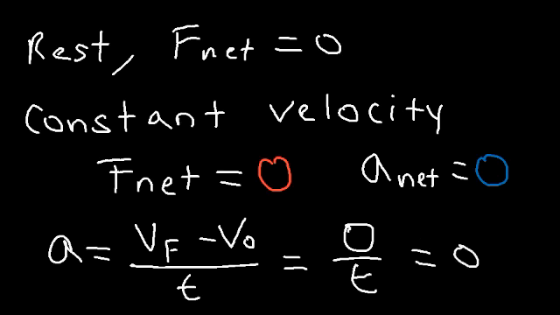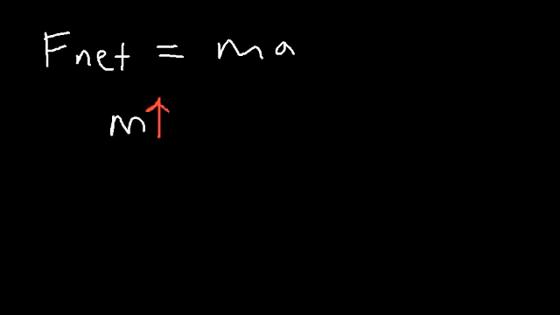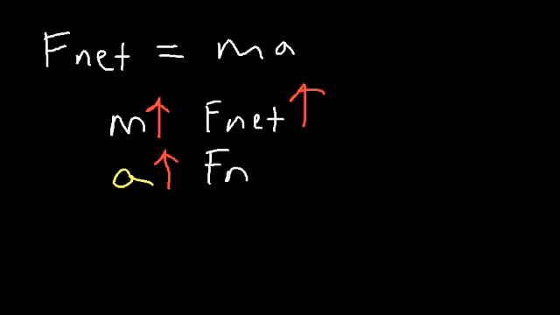Now, according to Newton's second law, the net force is equal to the product of the mass and the acceleration. So if the acceleration is constant, and if you increase the mass of the object, the net force will increase. So the net force is proportional to the mass of the object. Now let's say you keep the mass constant, and you increase the magnitude of the acceleration, the net force will increase as well. So the net force is also directly proportional to the acceleration.